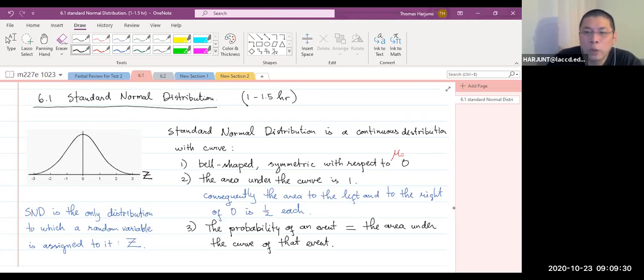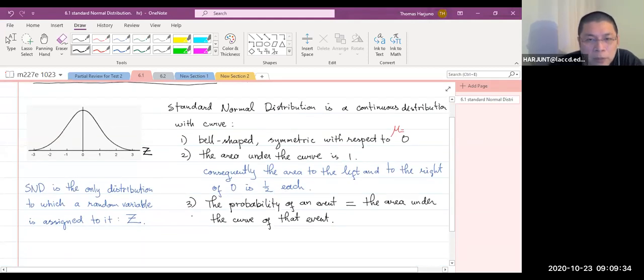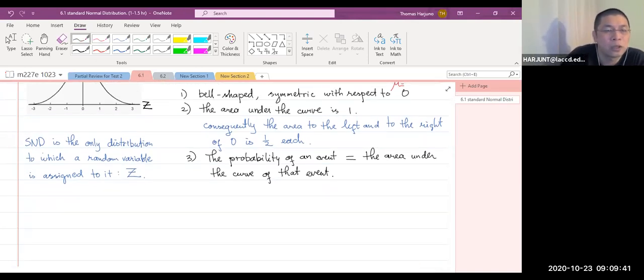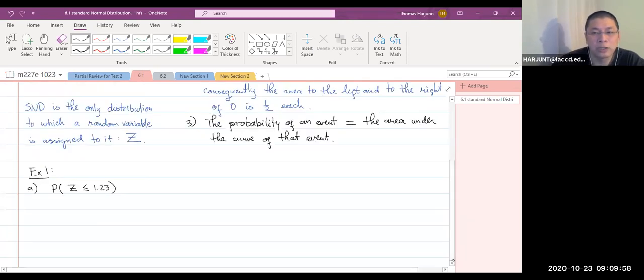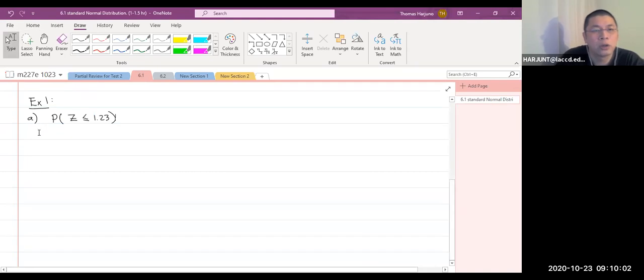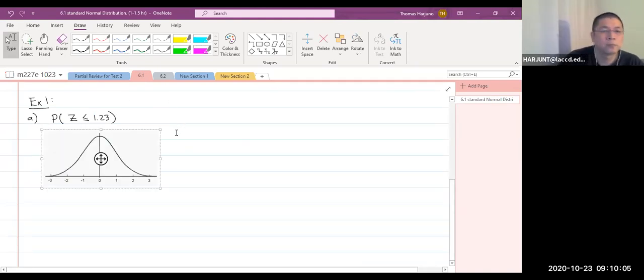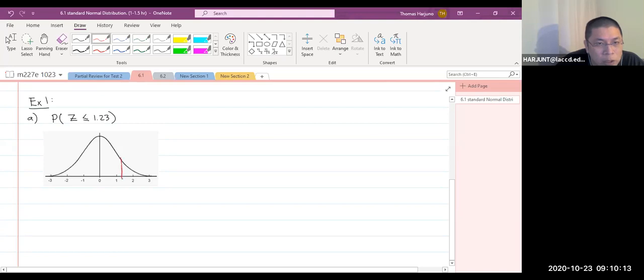Now, how do I explain then the third part here? Probability of an event is equal to the area under the curve of that event. Let's say, for example, part A, find the probability that Z is less than or equal to 1.23. That's the probability notation. Let's take a look at what it means on the curve. 1.23, it's slightly over 1, right? This is 1.23. Okay. Now, the probability of that event that we are looking for is equal to the area under this curve.